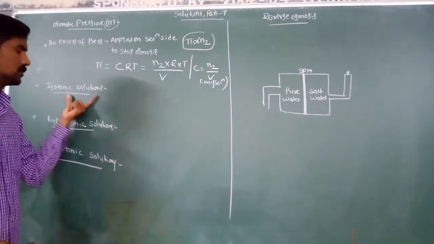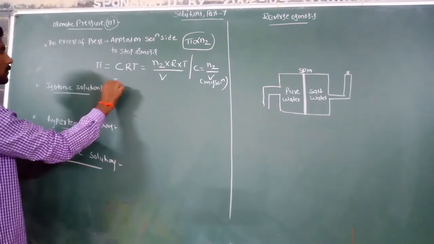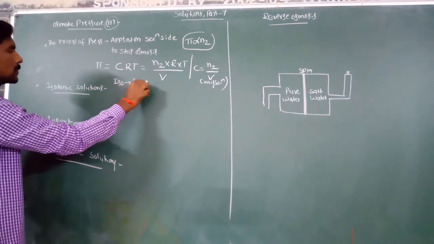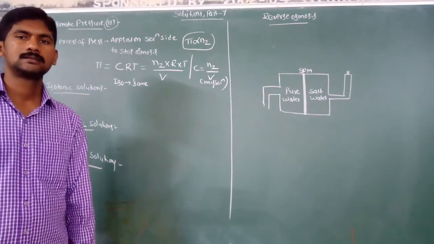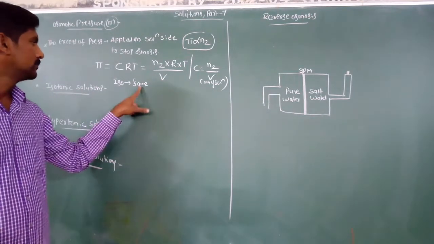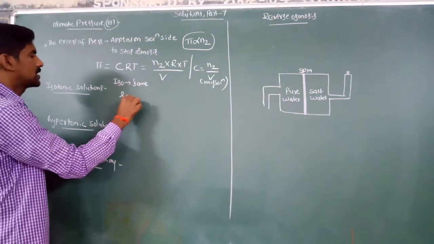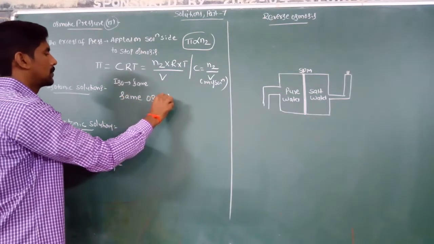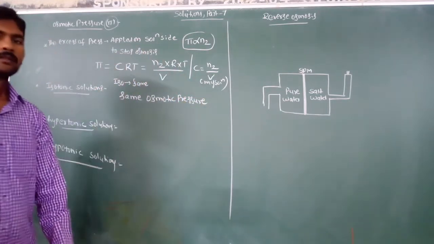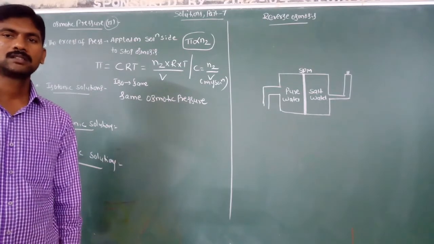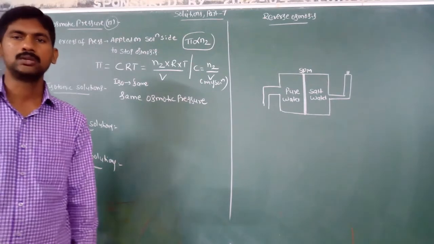And one more important concept is isotonic solutions. Iso means same. You already know isoelectronic species, isotopes, isobars. Like that, iso means same. Isotonic solutions means the solutions which are having the same osmotic pressure.